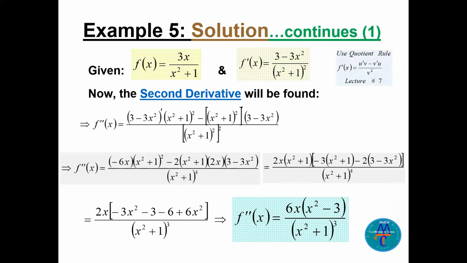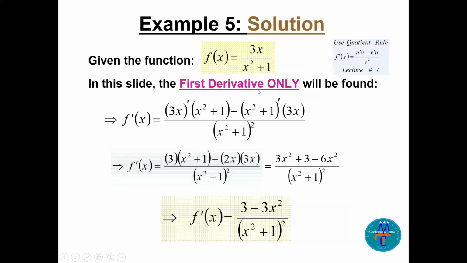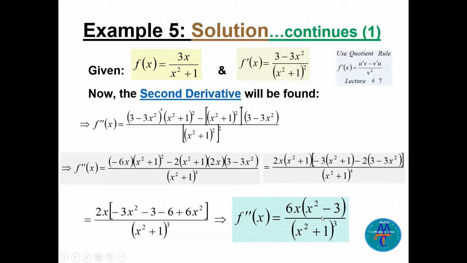Let's work now on the second derivative. Also one slide, the second derivative. From f prime, we have to find the derivative of this. It will take time to do this. So also we can use quotient rule. So f prime here, 3 minus 3x squared from the previous slide divided by x squared plus 1. I will show it to you here. See this down here? It is there. 3 minus 3x squared divided by x squared plus 1 all squared.